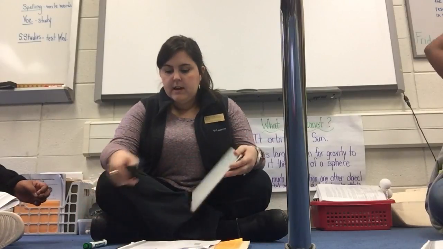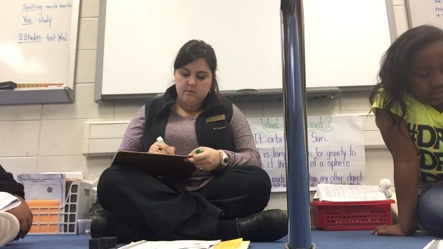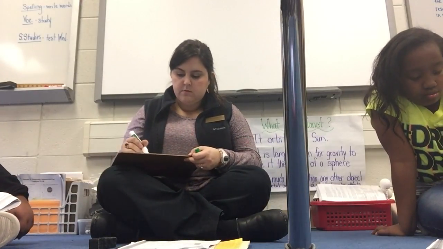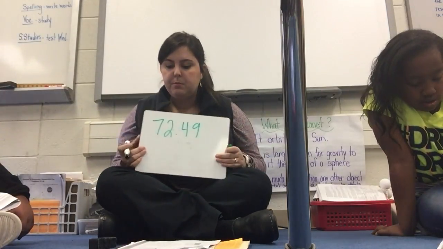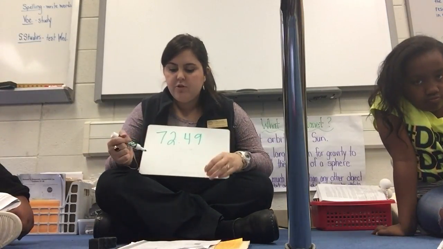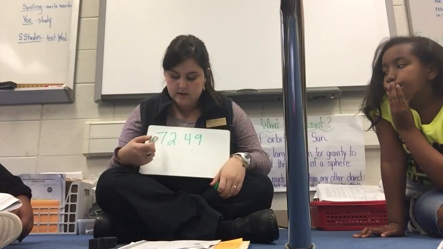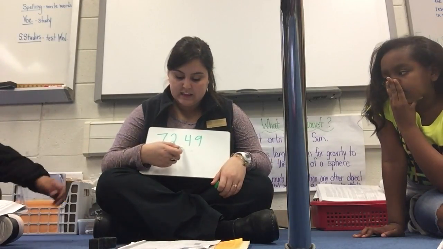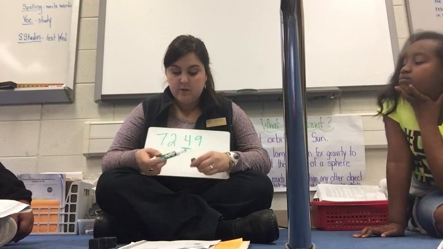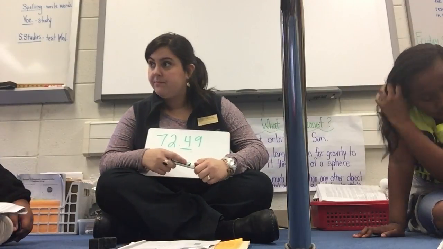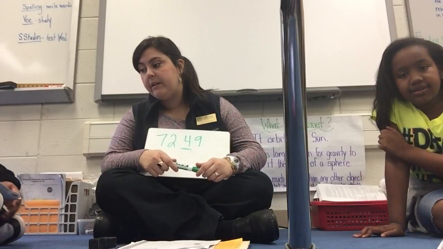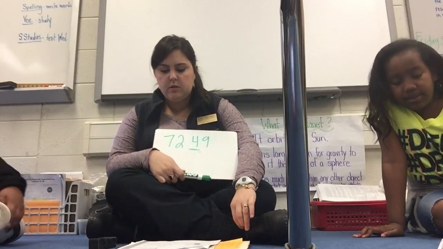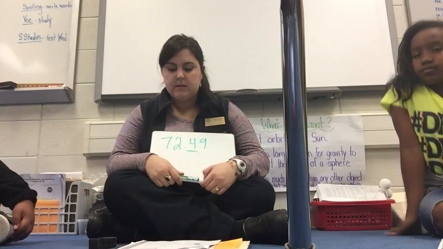Number 4, in a decimal, our decimal is 72.49. Which digit is in the tenths place? So I have my tens, ones, tenths. This is the tenths place. What number is that? 4. And we need to find an answer choice. Which answer choice was 4? B. B is correct.